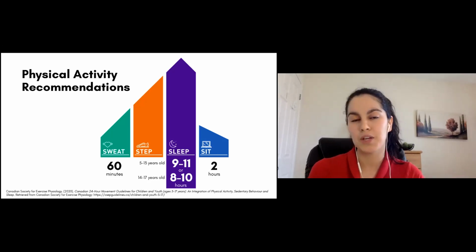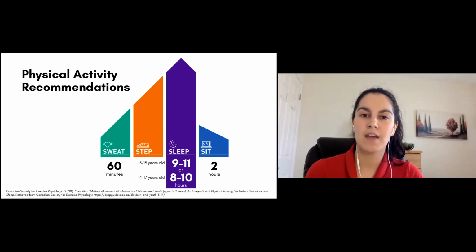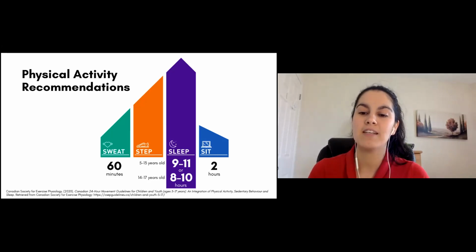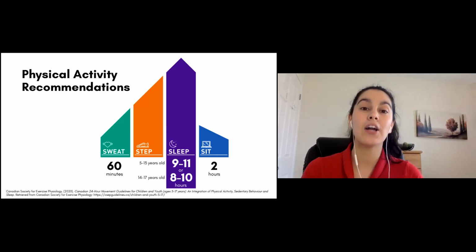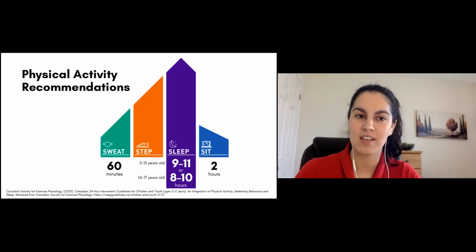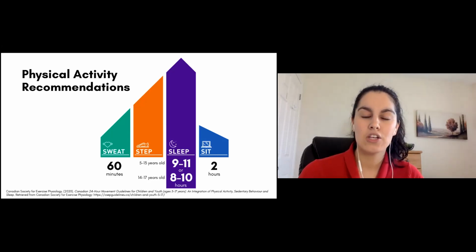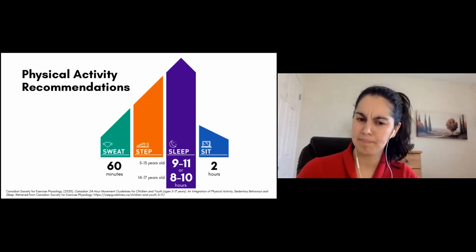For children between 5 and 17 years old, it's recommended that they have 60 minutes per day of moderate to vigorous intensity exercise, which would include playing games and running and doing things that would get them out of breath and sweating.